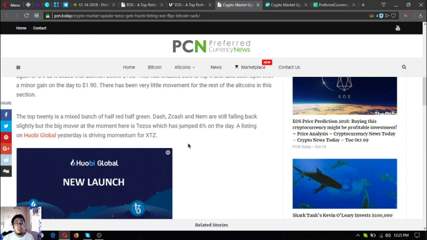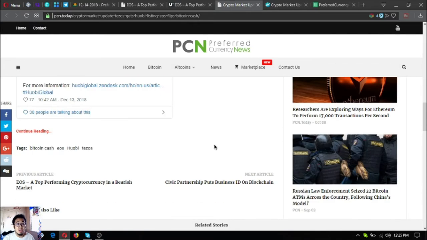The top 20 is a mixed bunch of half red, half green. Dash, Zcash, and NEM are still falling back slightly, but the big mover at the moment here is Tezos, which has jumped 6% on the day. A listing on Huobi Global yesterday is driving momentum for XTZ.